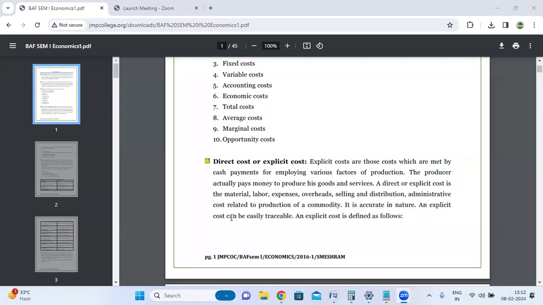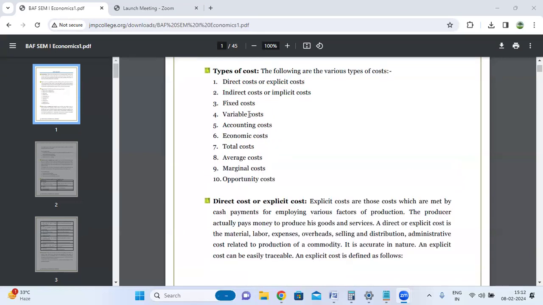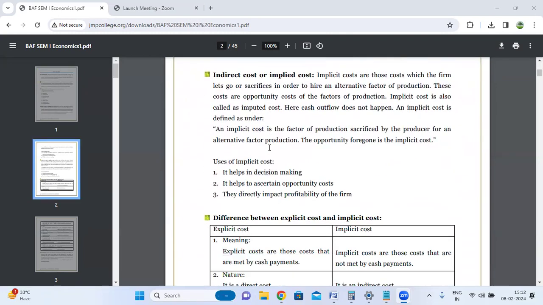An explicit cost can be easily traceable. An explicit cost is defined, so it can be identified. Next one is indirect cost.